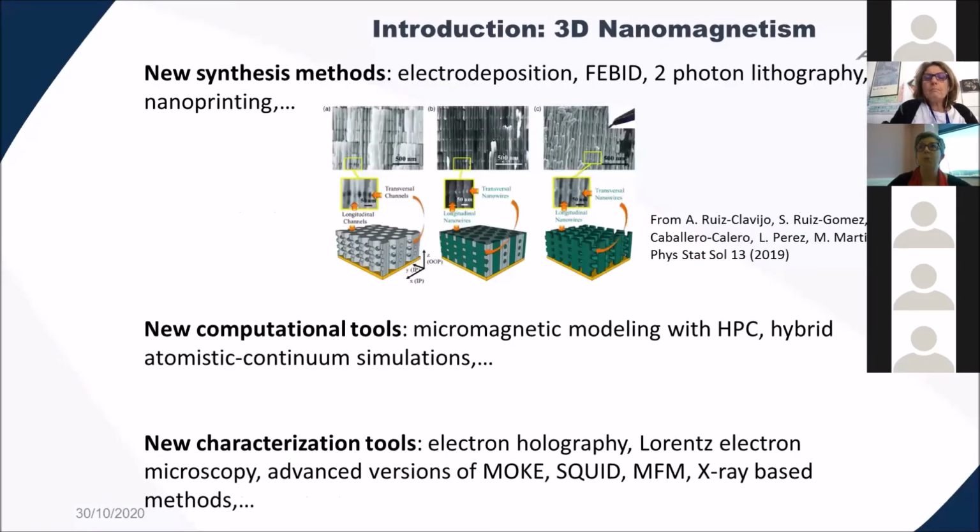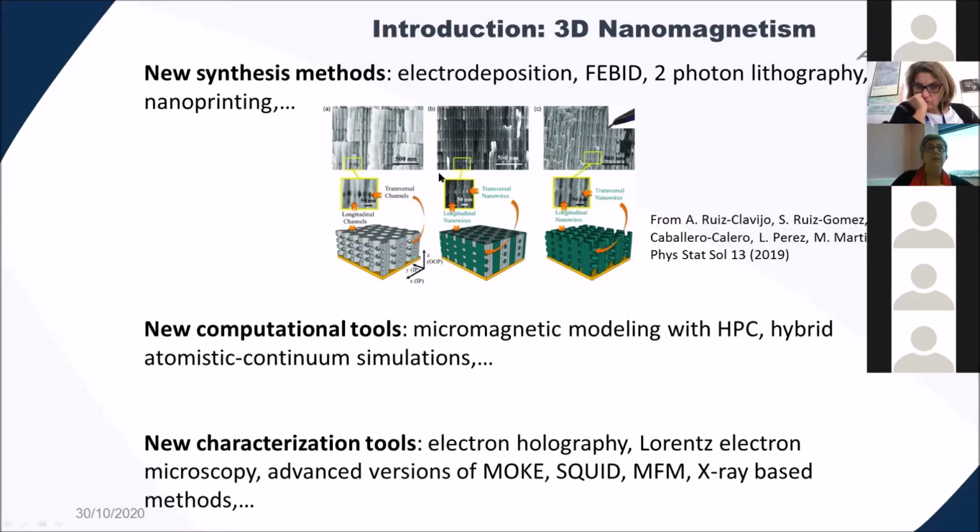This boom in 3D nanomagnetism is possible to a great extent due to the advances in new preparation methods, be it ion deposition aided by a focused electron beam, or photolithography, etc. I like this example very much because it shows that by a relatively simple electrodeposition route, one can make even a 3D interconnected assembly of magnetic wires.